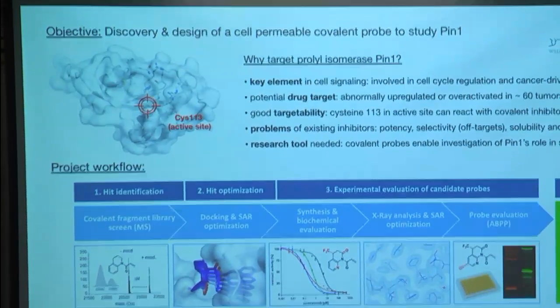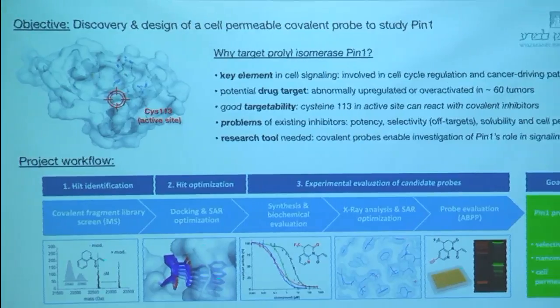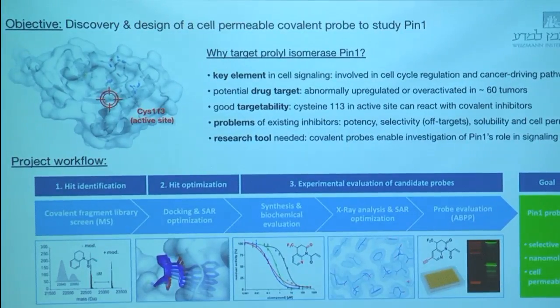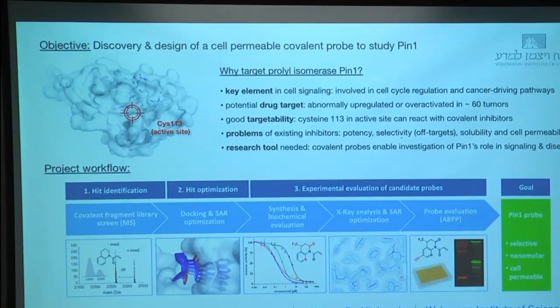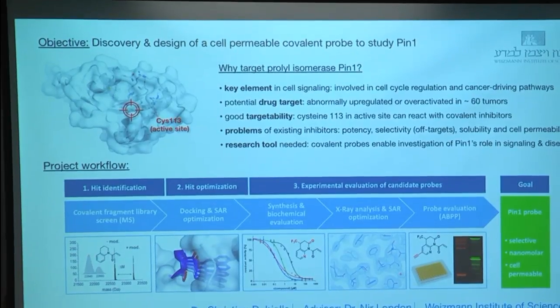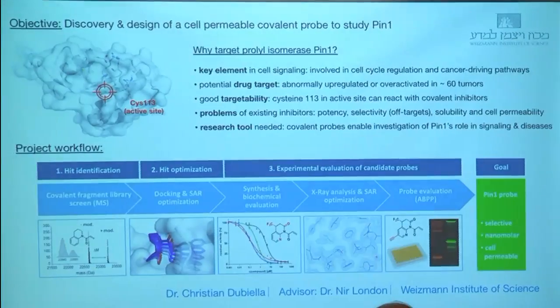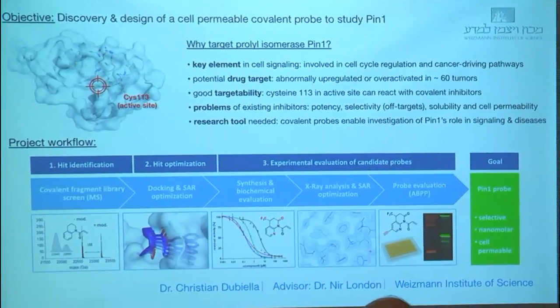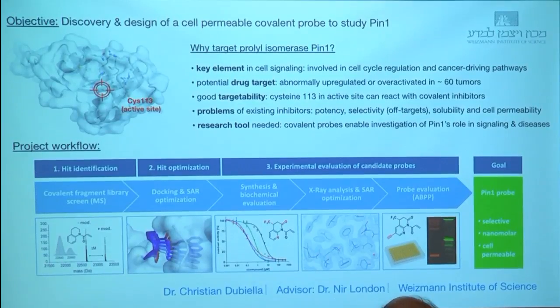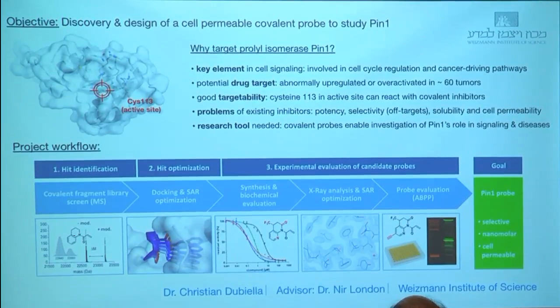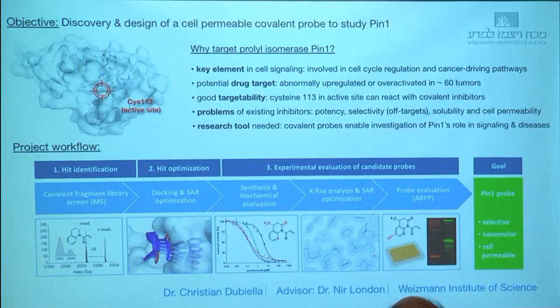Why do we want to target PIN1? Because it's a key element in cell signaling and therefore a potential drug target. It's abnormally upregulated or overactivated in about 60 tumor types. And it has a very good targetability. The active site has cysteine 113 that can be attacked by covalent inhibitors, electrophiles.